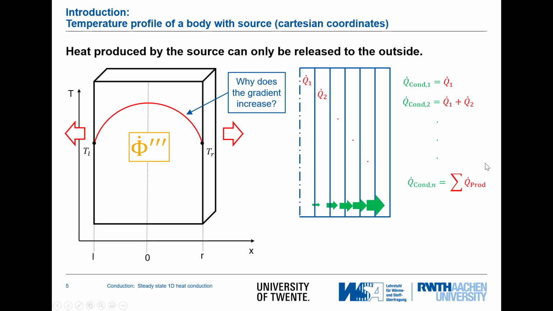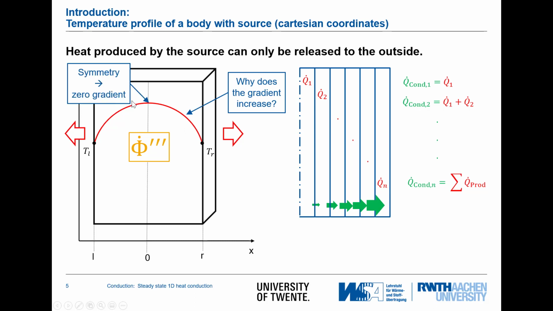And you already see the solution here, that the conductive heat flux at the layer N is equal to the sum of the heat produced prior to this layer N. So this is then happening here at the latest part.